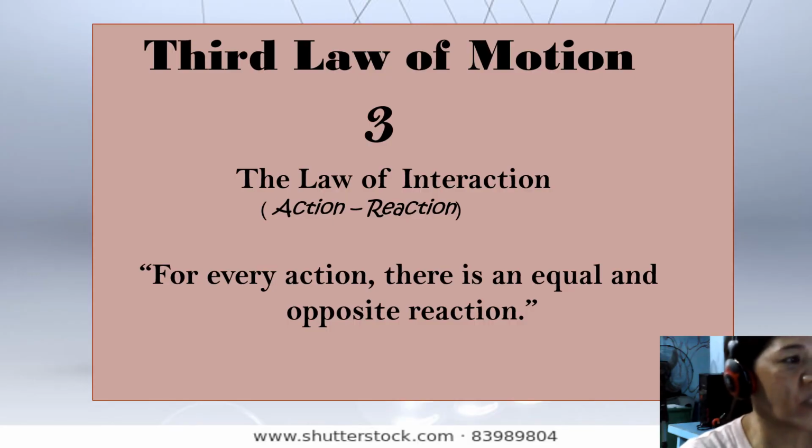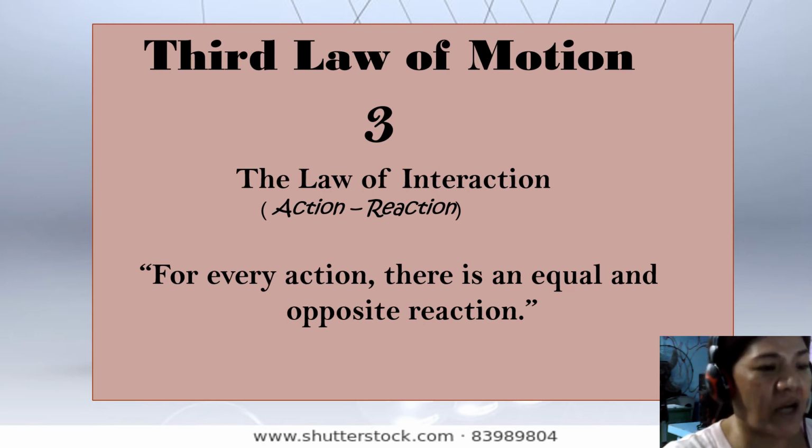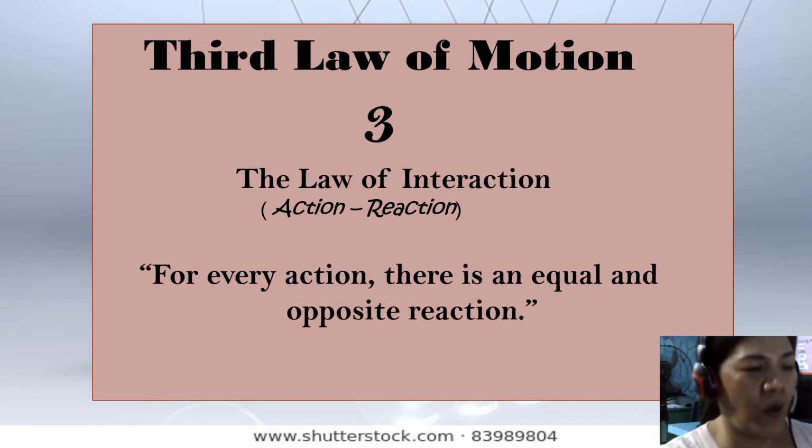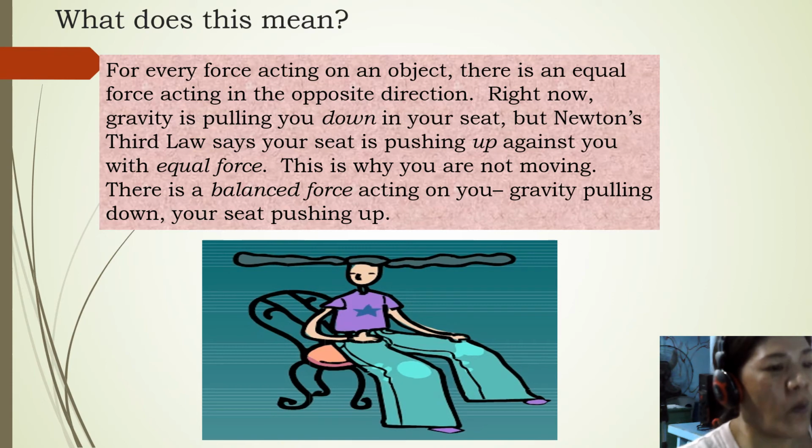Now, we will proceed to the third law of motion, which is the law of interaction. It says that for every action, there is always an equal and opposite reaction. Again, law of interaction: for every action, there is an equal and opposite reaction. Now, what does it mean? Try to look at this figure. For every force acting on an object, there is an equal force acting in the opposite direction.